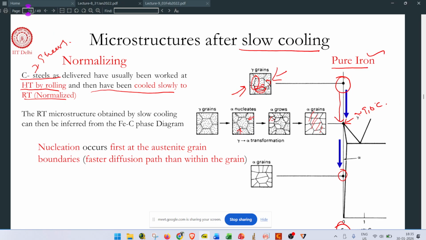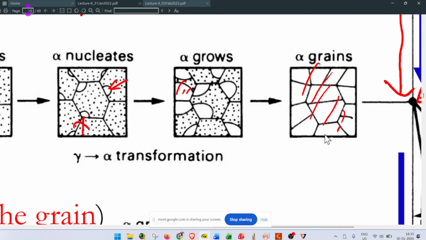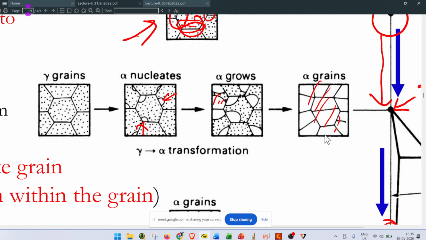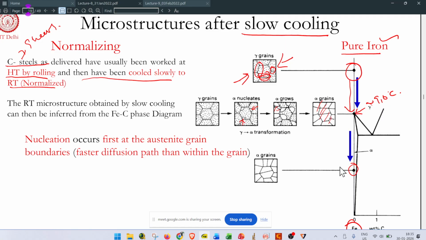Pure iron: the gamma phase will convert into the alpha phase. How is it transforming? Any phase change always happens where the lowest energy point exists. In grains, the lowest energy point is the grain boundary. So phase transformation occurs at the grain boundary region, then it starts to grow and completely becomes the alpha phase. This is for the pure iron case, gamma phase converting into alpha phase.